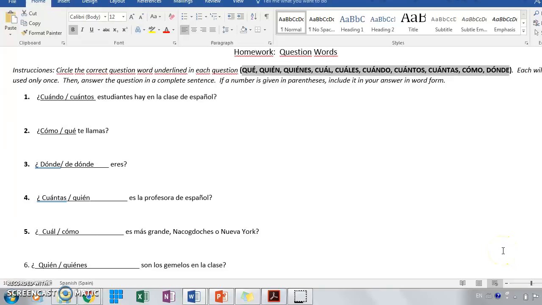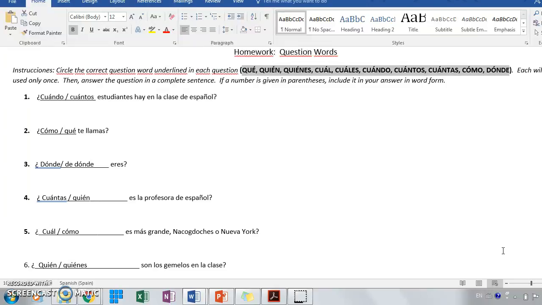Today we're going to do a quick little activity with question words. This was originally a homework assignment in one of my face-to-face Spanish 131 classes. So we'll get our instrucciones: circle the correct question word underlined. Your options are qué, quién, quiénes, cuál, cuáles, cuándo, cuántos, cuántas, cómo, dónde. Each will be used only once. Then you answer the question in a complete sentence.